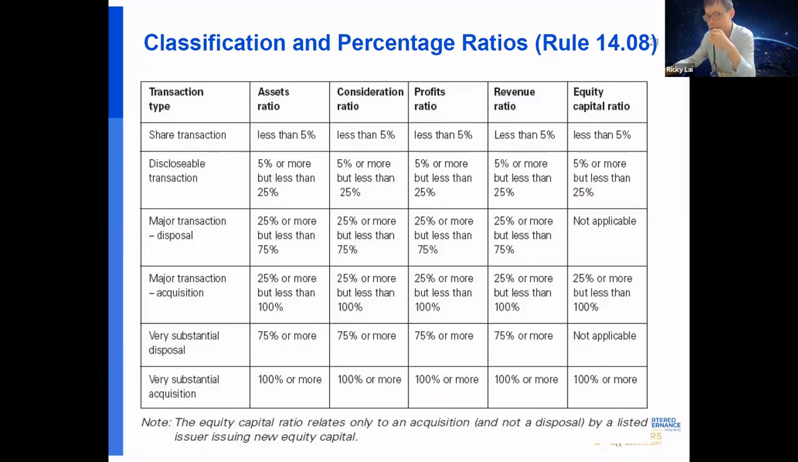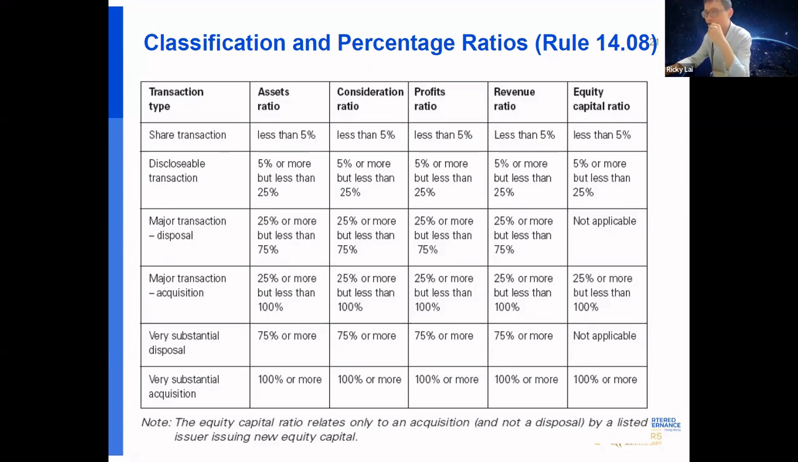That is, the consideration is settled by the new issue of shares. So even though the ratio is less than 5%, the announcement is still required for a share transaction, that is, using the new issue of shares as a consideration to settle the transaction.